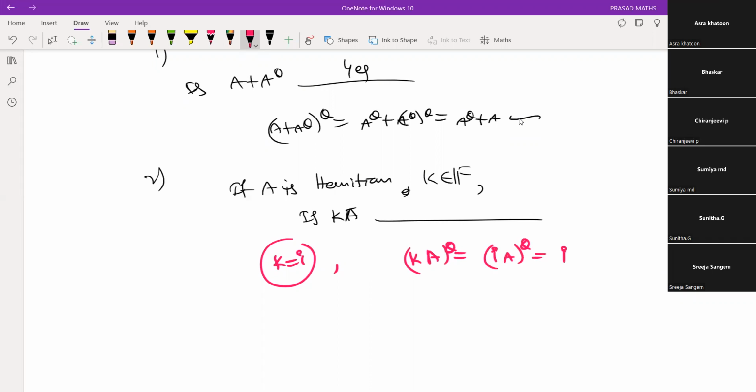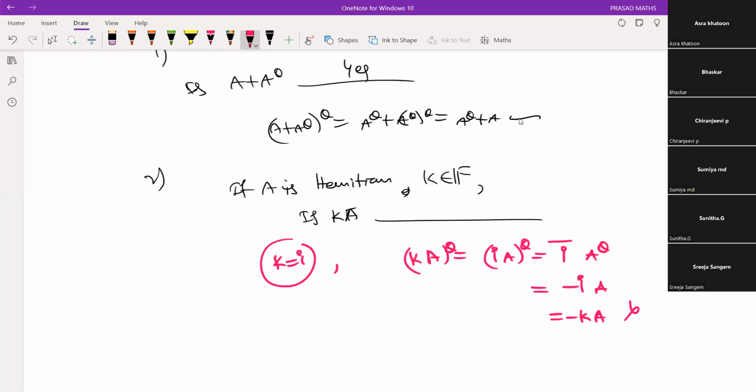That means i bar A theta. i bar is nothing but minus i. And A theta is nothing but A itself. So this is not the same as the matrix itself. What is this? This is nothing but minus K times A. So therefore, this is not the matrix itself. Therefore, it is not Hermitian in the case of purely imaginary K, right?